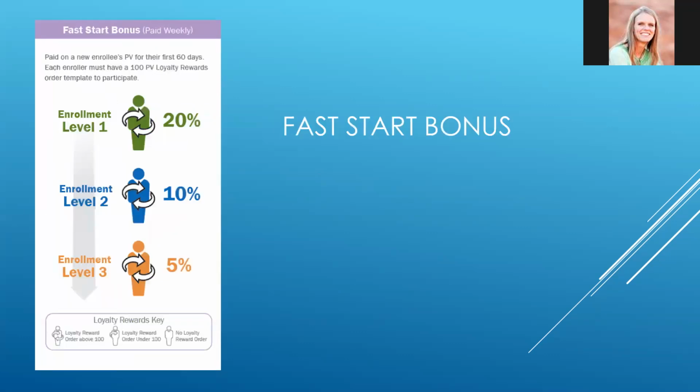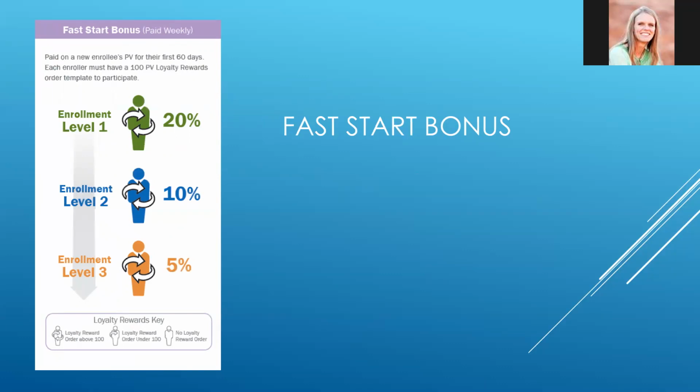Now, okay, fast start bonuses. Fast start bonuses come when you enroll people, or your people that you've enrolled enroll people. So basically, say you enrolled 5 people, you hold a class, you enroll 5 people, you get 20% of the PV amount of every single one of those people's orders. So say they all order 100 PV, just for simple math, you get $20 off of each one of those. So you would have $100 that you made off of those 5 enrollments.